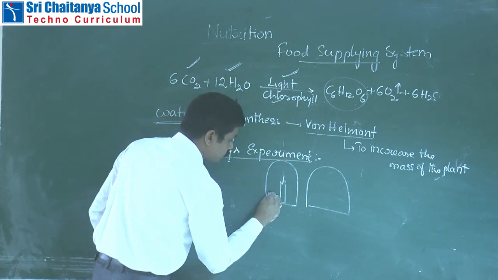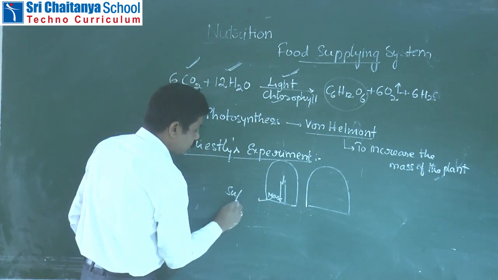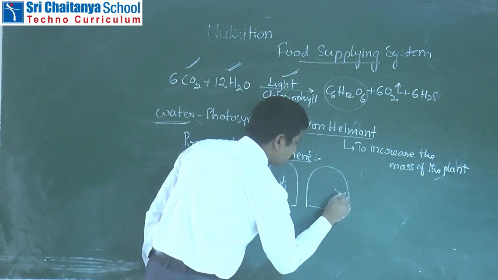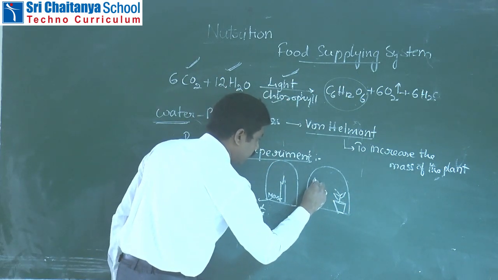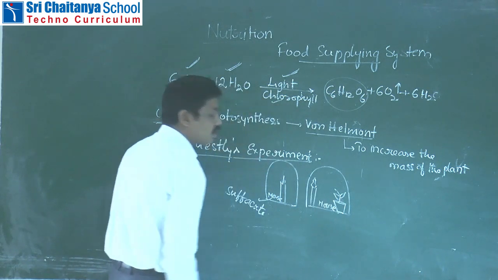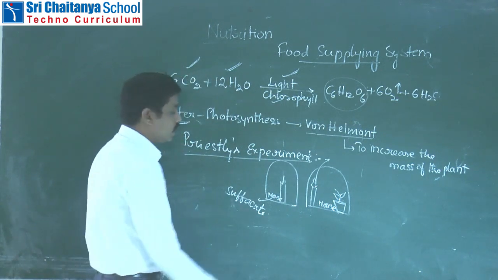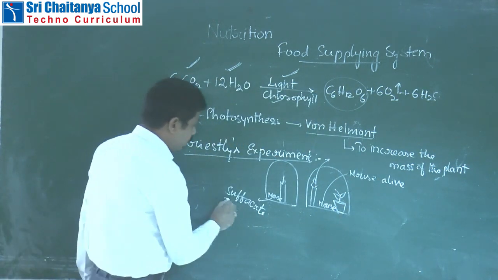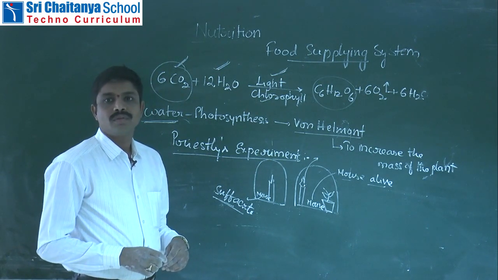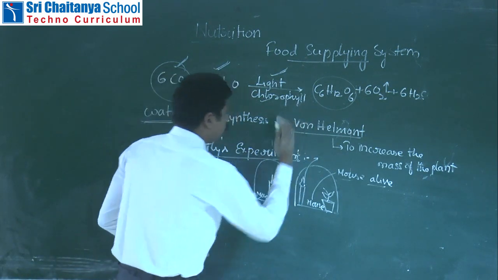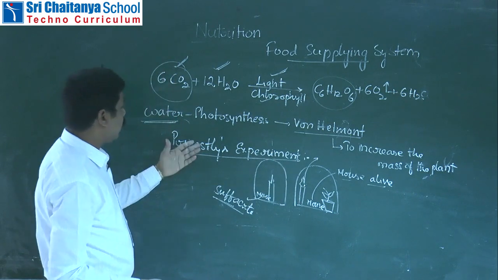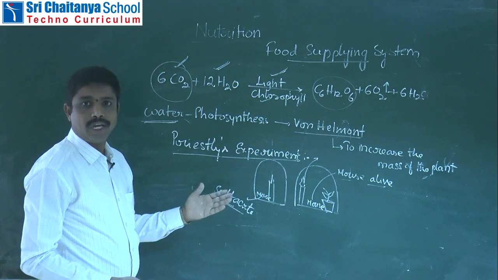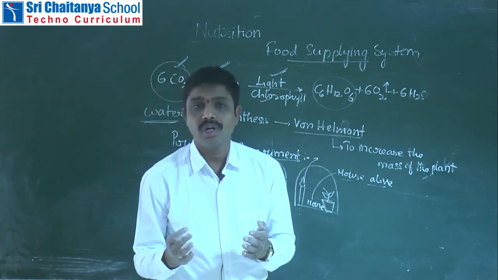The mouse was suffocated. But when he placed the mint plant and the burning candle and the mouse together, the candle continued burning and the mouse stayed alive. By conducting this experiment, Priestley concluded that plants restore the air that the burning candle and the animals release. So air is essential for the survival of living organisms.